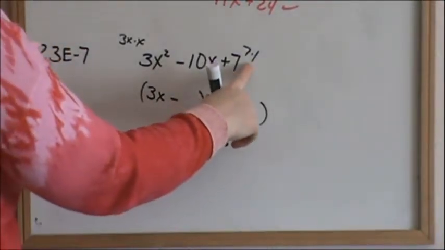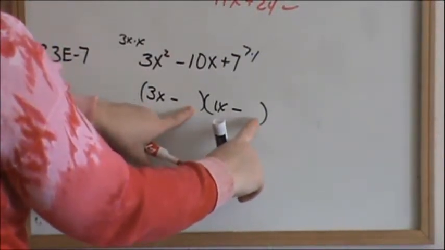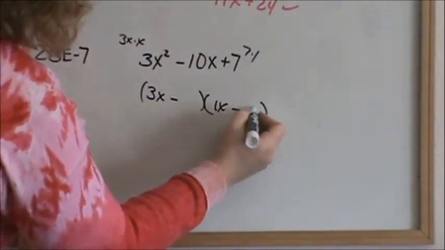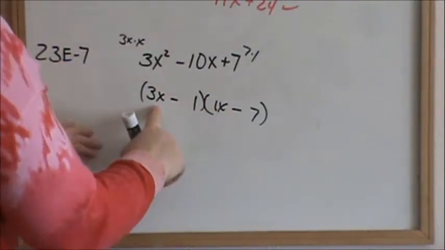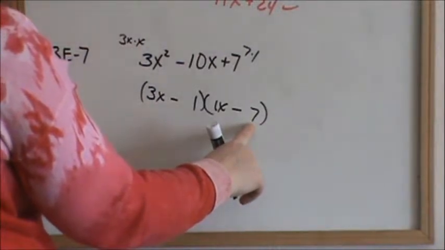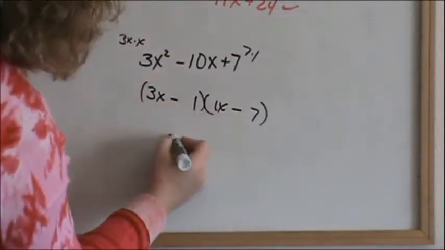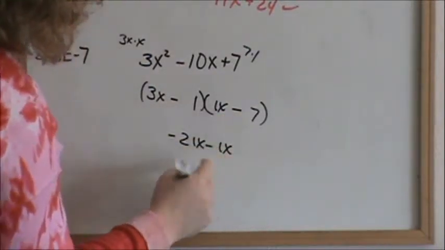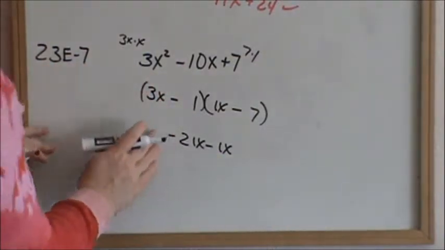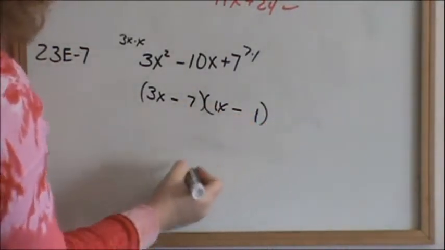Now I've got to look at my 7 and 1. It is going to matter which place it goes. I need to look to see if my 7 goes first or goes second. Okay? So if I place it second, when I do my outside inside, 3x times a negative 7 gives me a negative 21x. That will give me a negative 1x. A negative 21x minus a 1x is not going to give me my negative 10x. So that tells me that that's not going to work. Okay? So therefore I'm going to switch the places, put my 7 here, my 1 here.